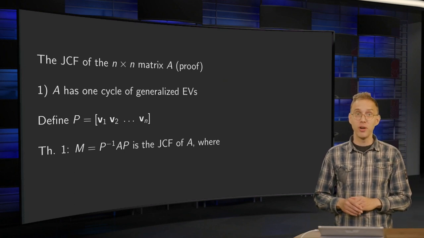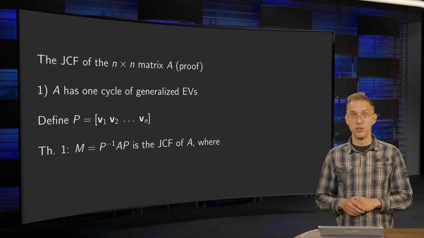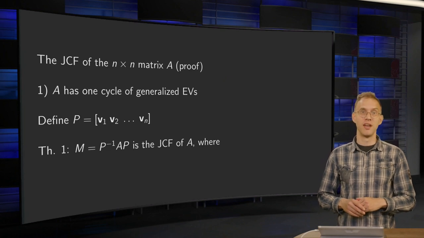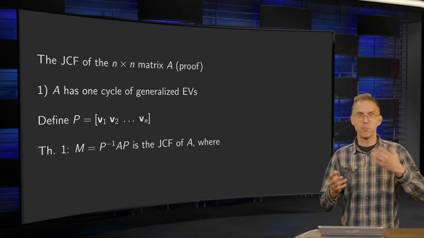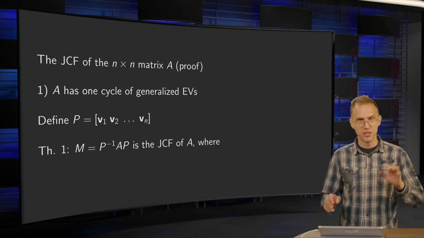We have seen a theorem that tells us how we can find a Jordan canonical form of a matrix. The proof is actually not that hard at all. It's short and pretty elegant. Sorry, can I say something wrong?